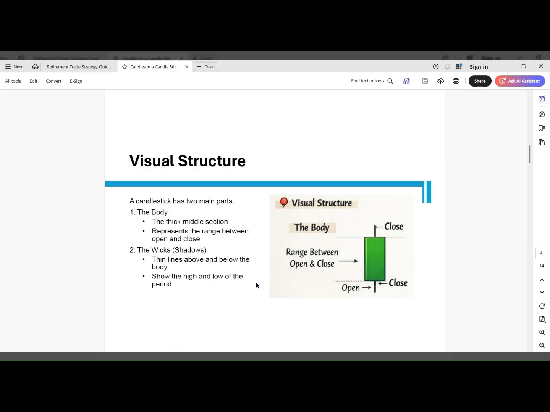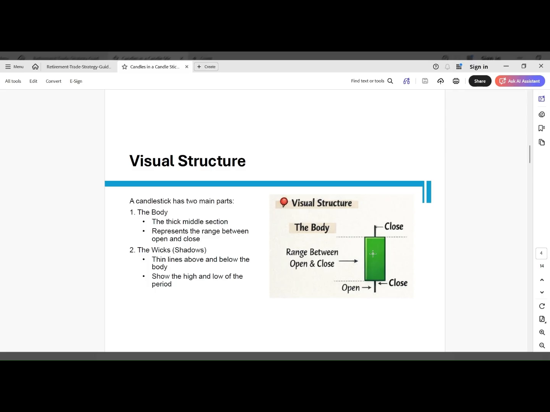So the visual structure of a candlestick has two main parts. You've got the body of the candle, and that's this thick section in the middle here where you see it colored. Usually it's colored. Sometimes it can be hollow, and it can be different colors to represent different things. And it's a visual representation between the open and the close.